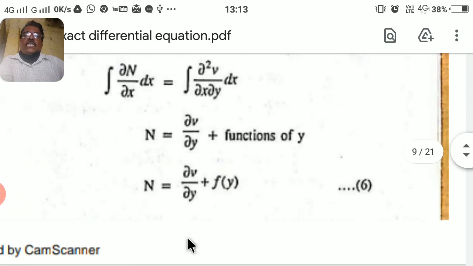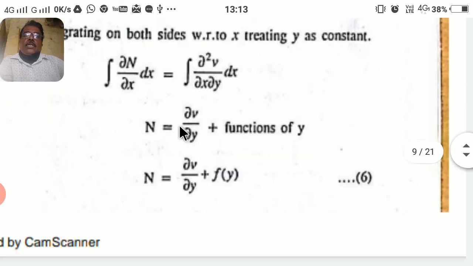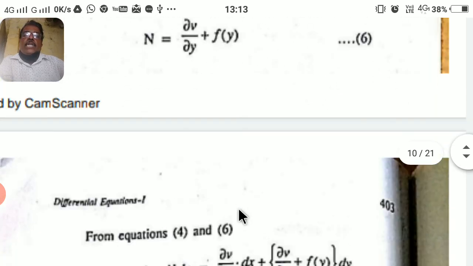Next, from 4 and 6. So this is equation 4. Here m is equal to ∂v/∂x we got. This is equation 4 and this is equation 6. From 4 and 6.